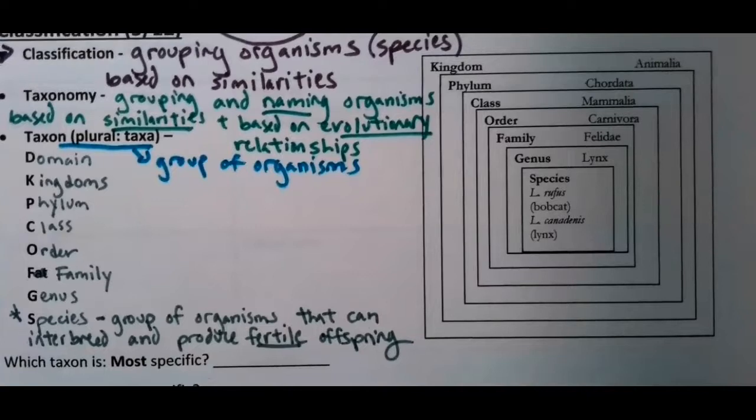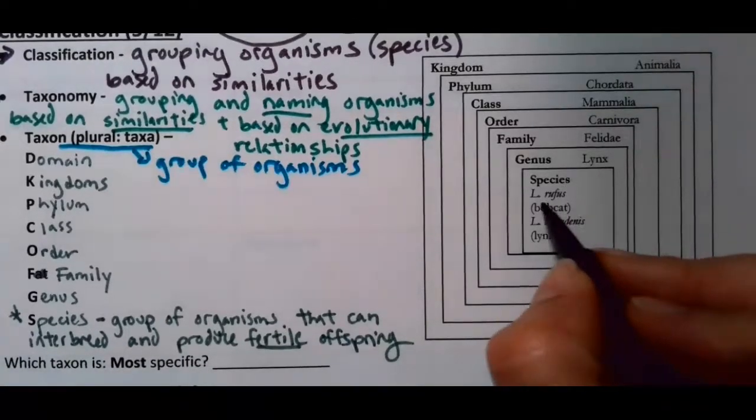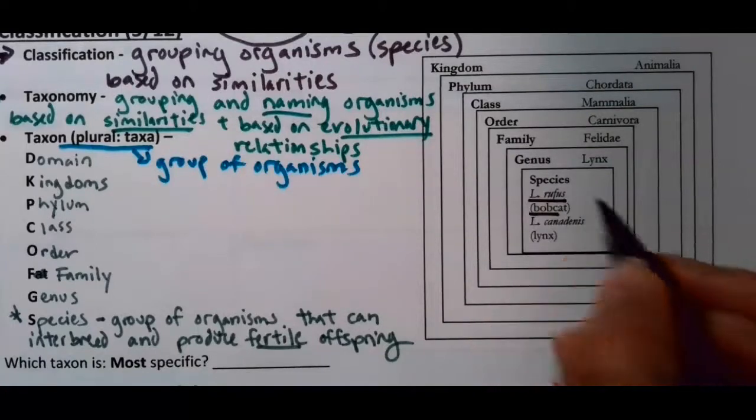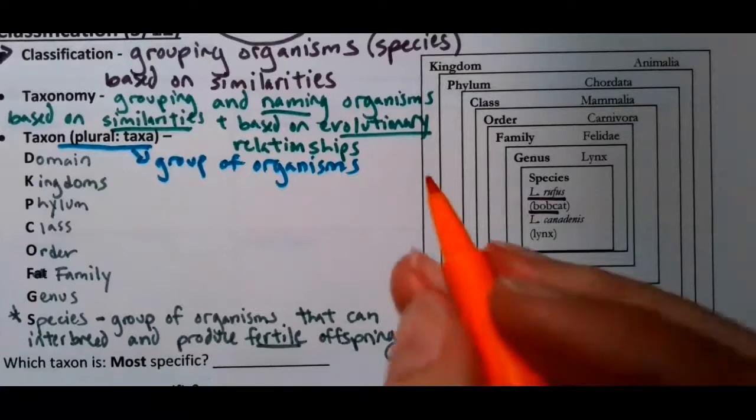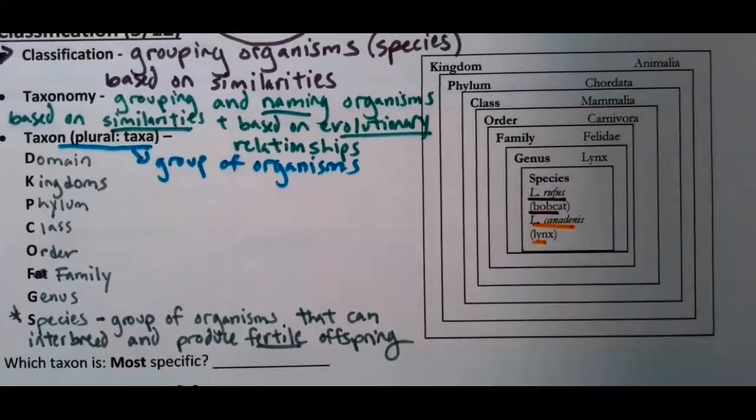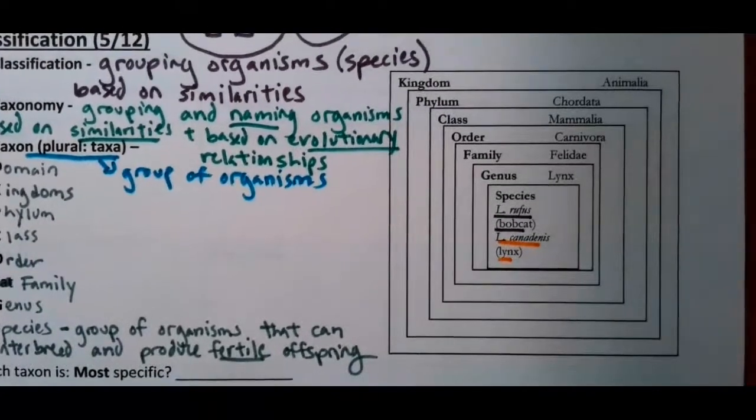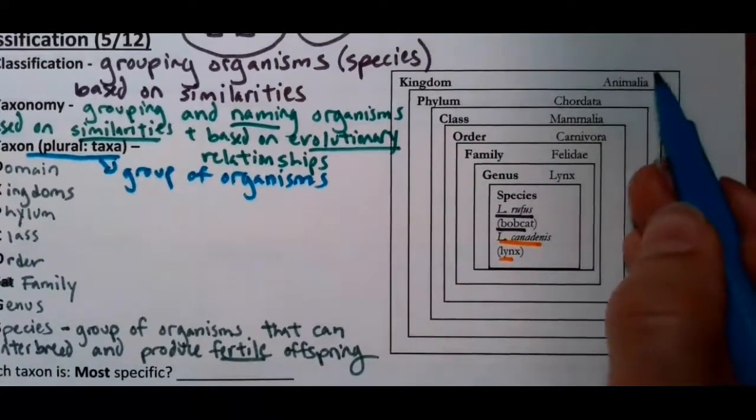So, if we wanted to look at the bobcat and the lynx, the species name for bobcat is L. rufus. The species name for lynx is L. canadensis. So they're different species, but they're in the same kingdom. They're both in the animal kingdom together.